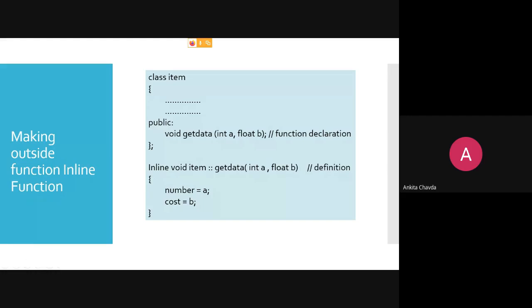Simply put the word inline in front of the function, so the function is inline now. If I want to make this get data function inline, what do I need to do? I have to put this inline keyword in front of the function definition, and it will be treated as inline. Getting my point? Yes or no? This is how you can write your function as an inline function.